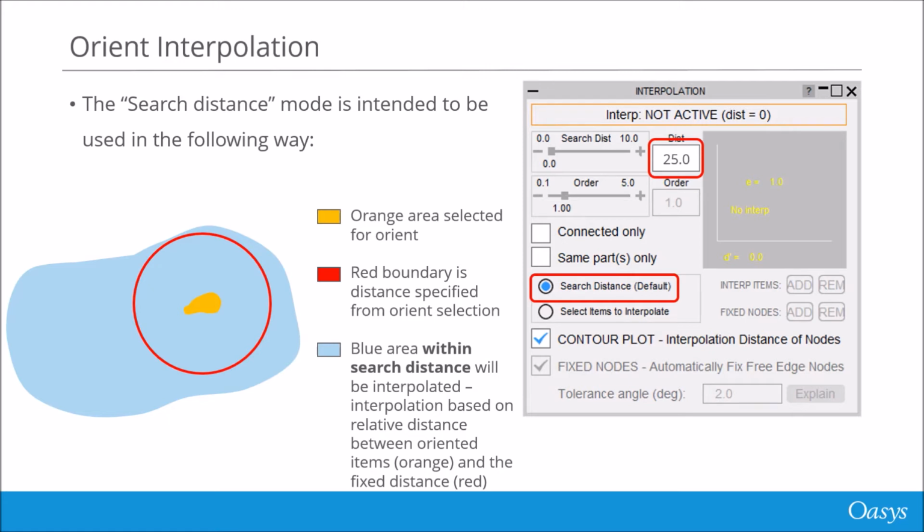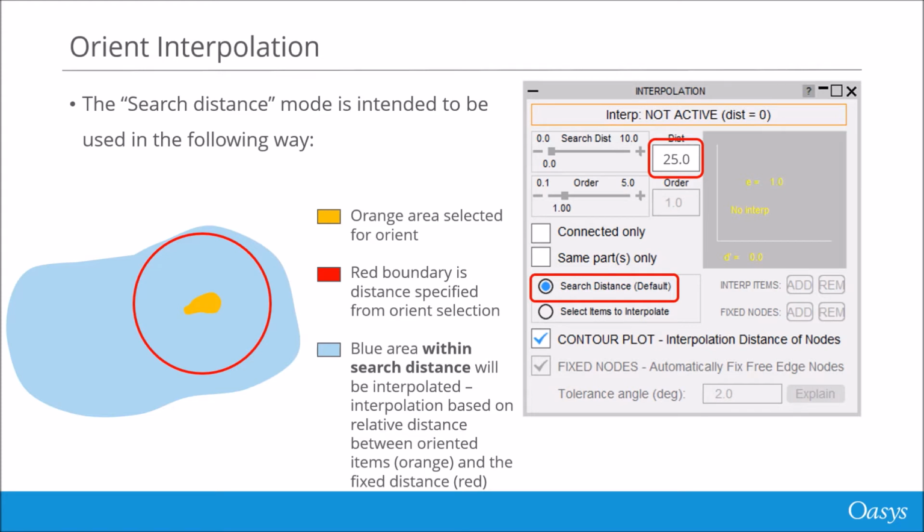So in this example here, we have a light blue part, and we've specified that we want to translate some nodes on that light blue part, and that's represented by the orange blob in the middle of the light blue part. Now we might want to move the nodes surrounding that selection as well and interpolate the distance that those nodes are moved. So that's what happens in this panel.